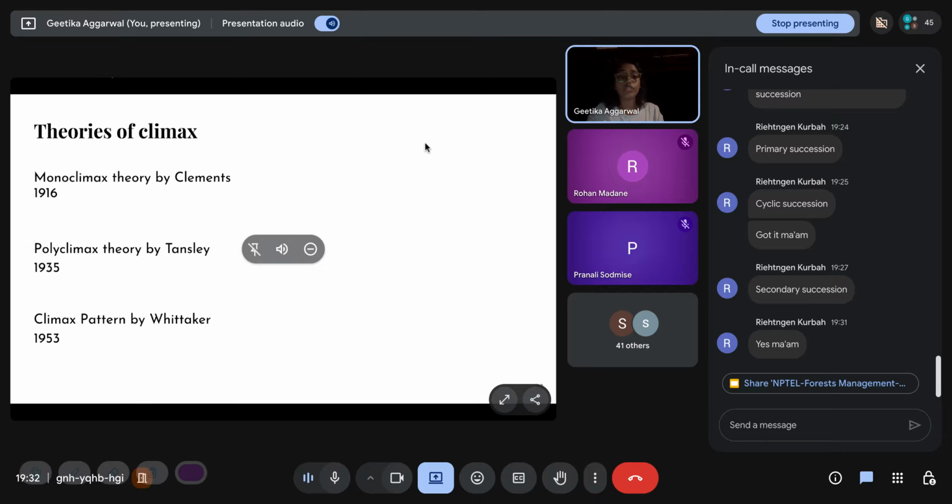If you've watched the lectures, you would be aware there is monoclimax theory, which was given by Clements in 1916. There's polyclimax by Tansley in 1935, and climax pattern by Whittaker in 1953. So, would you guys want to take a guess on what is monoclimax, polyclimax, and climax pattern? Even one line explanations are enough. Just give me a rough idea of what you think each theory talked about. After this, we'll move on to the quiz for this session, and then we'll wrap up.